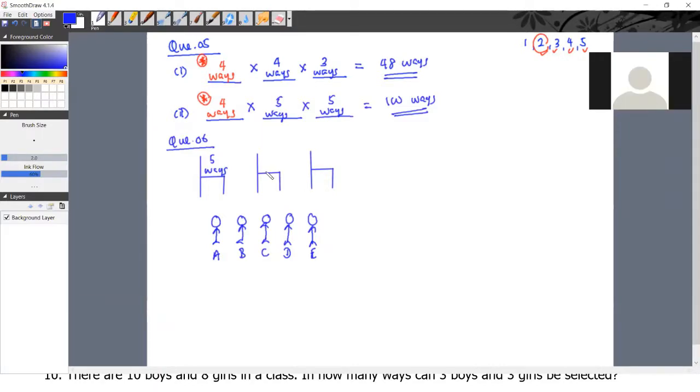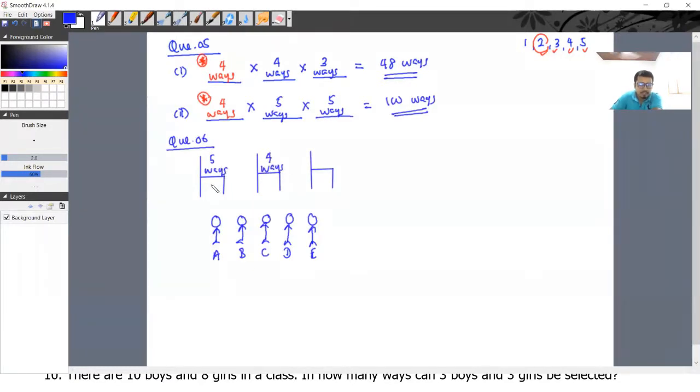4 options. 4 ways. Here, unlike earlier questions, they specify whether repetition is allowed or not allowed. This is involved with people. If A came and sat over here, can A sit here again as well? No. Therefore this is automatically the repetition not allowed scenario. So how many possible ways can this chair be occupied? There are 4 ways.